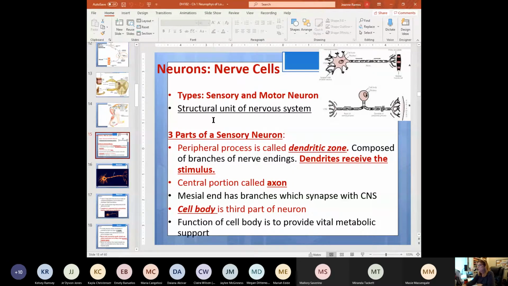So this is the structural unit of a nervous system. There's sensory and motor nerve cells or neurons. That's it. But there's three parts of a sensory neuron. You have a dendritic zone down here, which is going to receive the stimulus, and it has branches and nerve endings. And then the central portion is the axon, and the cell body is the third main portion. It usually always will say that there's only three parts: the dendrites, the axon, and the cell body. Same with here. These are dendrites out here, and the cell body and the axon.